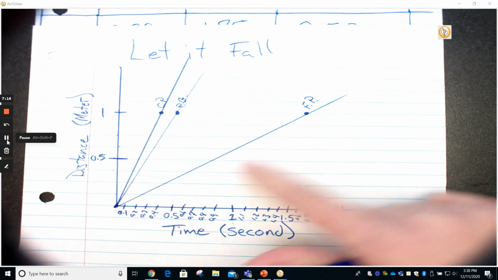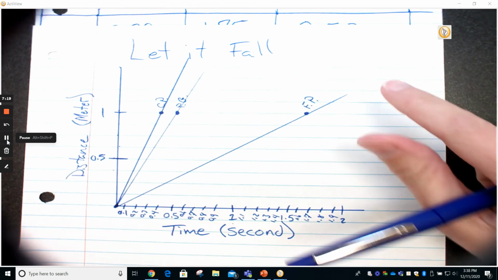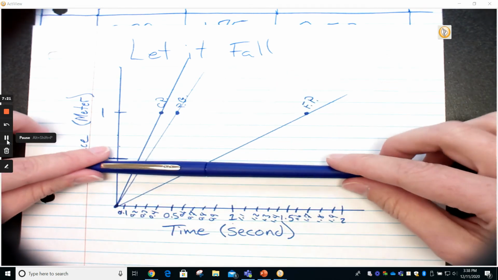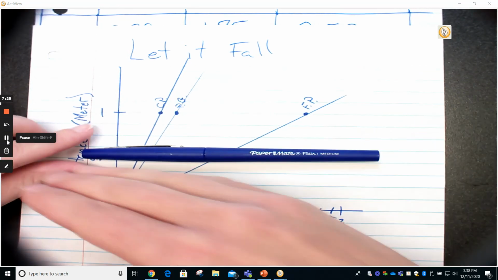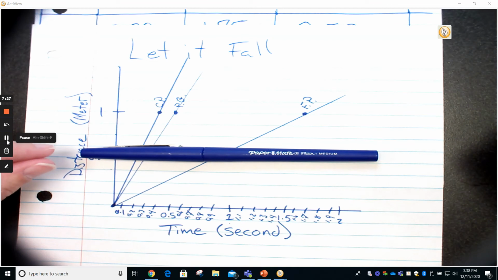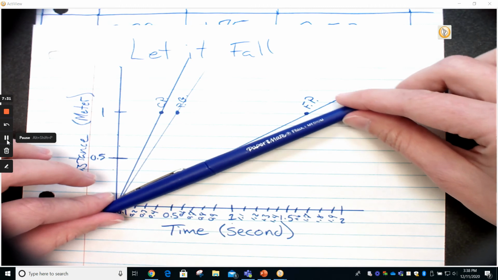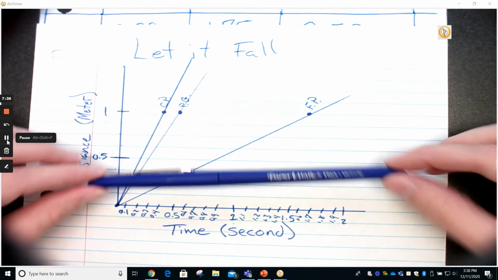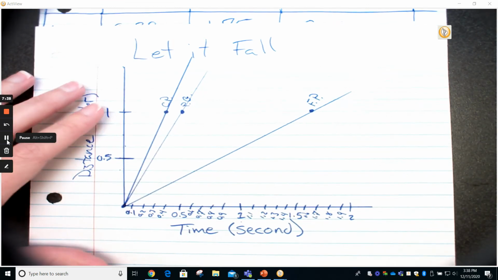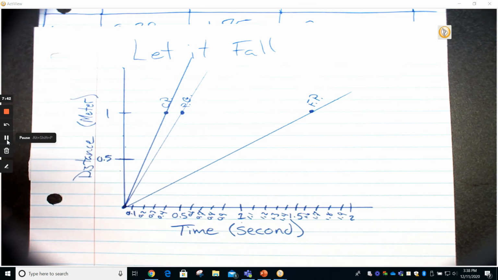We can also tell which of these lines, which of these papers fell slower by looking at the lines. You remember at rest on a distance time graph is flat, straight across the horizontal, right? Well, if we tip this up just a little bit, we've got our flat paper there, and the closer you are to horizontal, the slower you're moving, right? So the flat paper right there is the slowest of our paper whenever we let it fall.